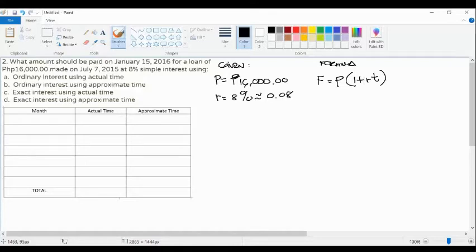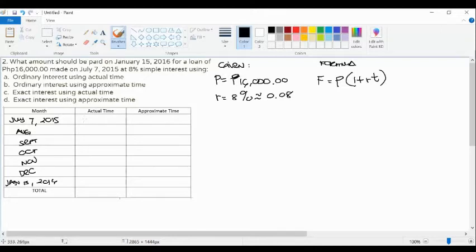Okay? So, the first step is to determine the actual and approximate time of the term. Then, we're going to compute for the amount using ordinary and exact interest. So, let's start with July 7, 2015. Next, we have August, September, October, November, December, and January 15, 2016. Regardless if it is a leap year, we don't have the month of February.